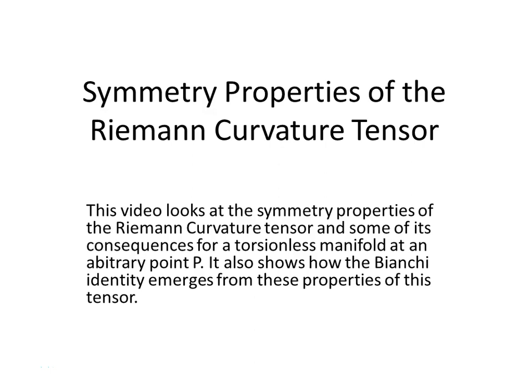This video looks at the symmetry properties of the Riemann curvature tensor and some of its consequences for a torsionless manifold at an arbitrary point P. It also shows how the Bianchi identity emerges from these properties of this tensor.